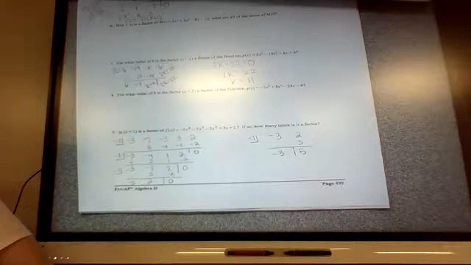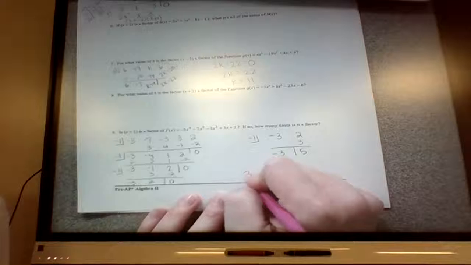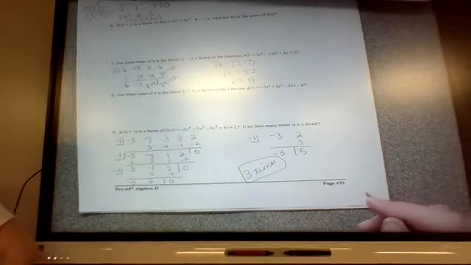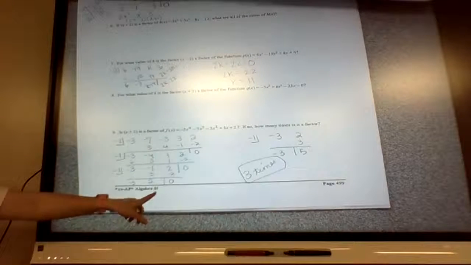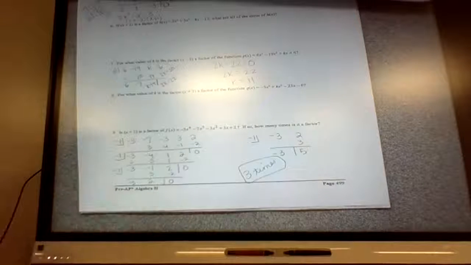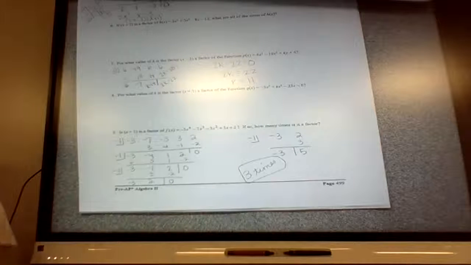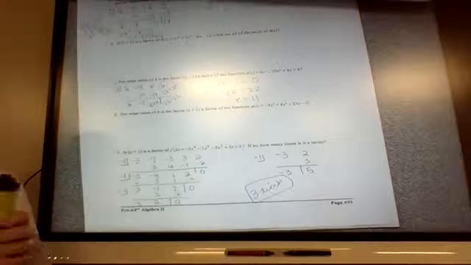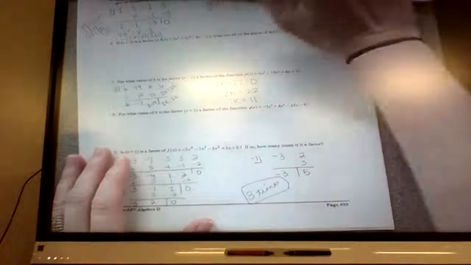So how many times did I get a remainder of 0? 3. So it's a factor 3 times. It said how many times? 1, 2, 3. I got 3 zeros over here. So today is really just a lot of synthetic division, which you already know how to do, and talking about remainders being 0. It's not really new stuff. It's just a different way to look at stuff you've already known.